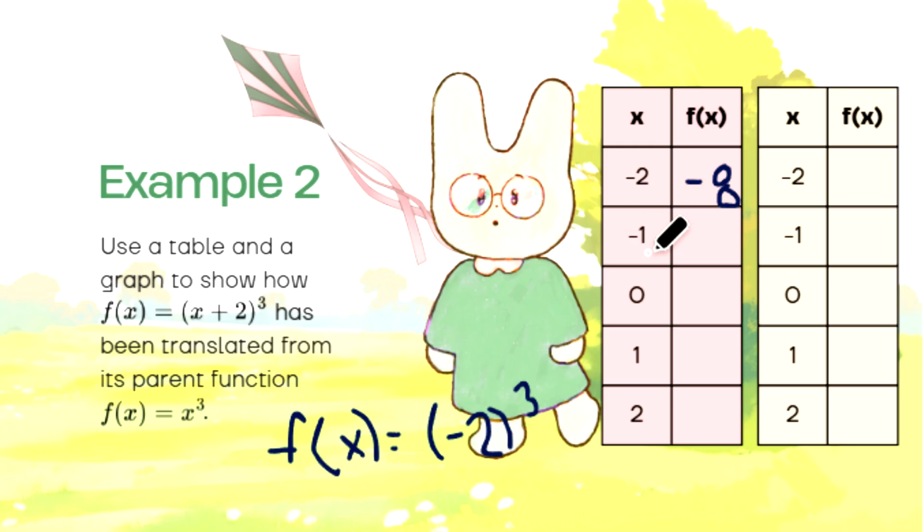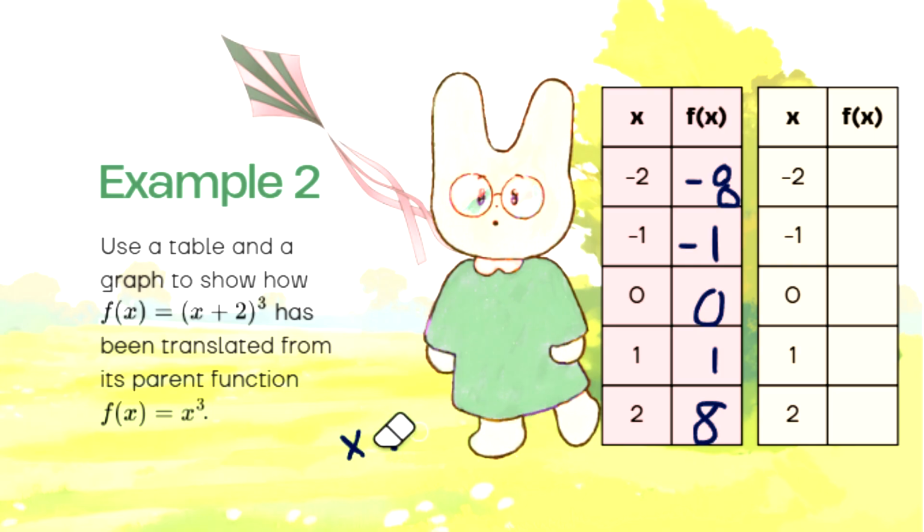-1 times -1 is +1 times -1 is still -1. 0 times 0 times 0 is 0. 1 times 1 times 1 is 1. 2 times 2 times 2 is 8. Okay, here's our parent function. We got that done, no problem whatsoever.